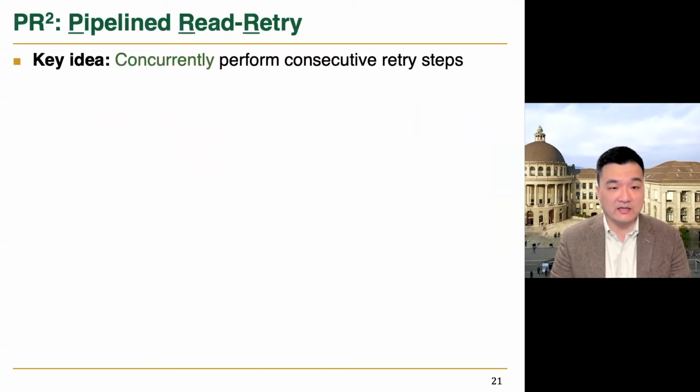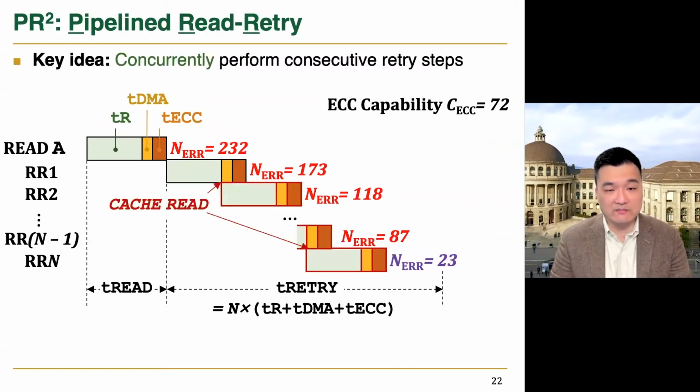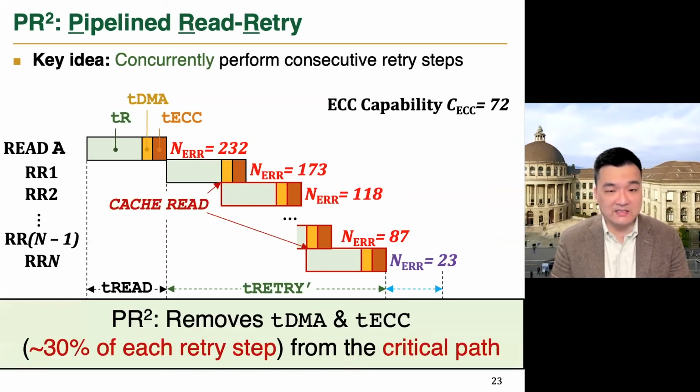Our first key idea is to concurrently perform consecutive retry steps. This is the baseline read-retry mechanism. And using the cache read command, PR-square speculatively starts the next retry step as soon as the page sensing of the current retry step is finished. This idea is quite simple, but can significantly reduce the read-retry latency by removing data transfer and ECC decoding from the critical path, which contributes almost 30% of the latency of each retry step.